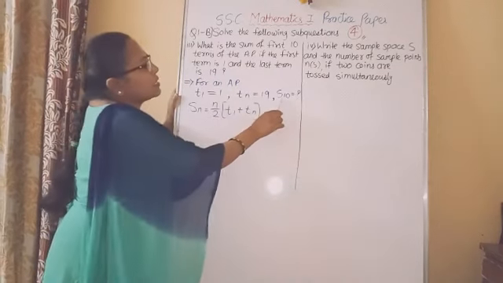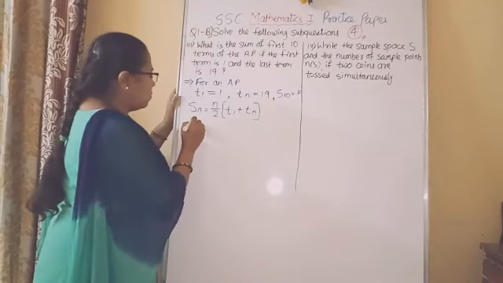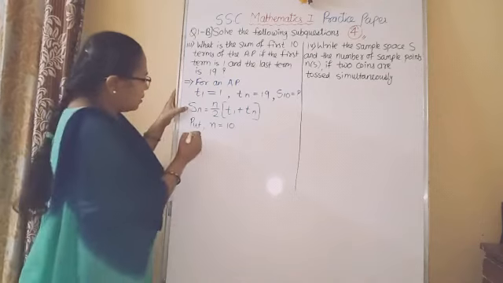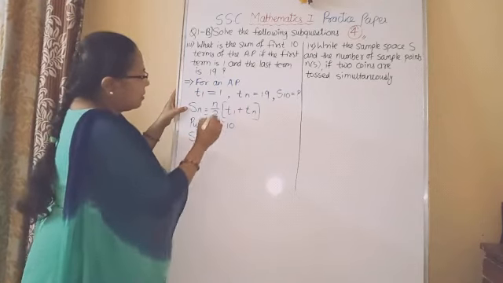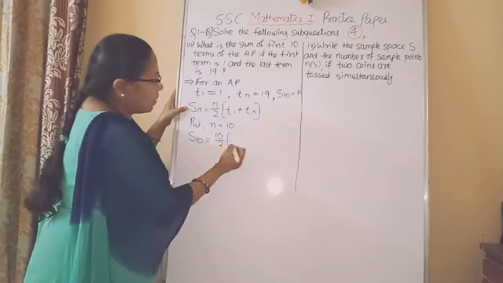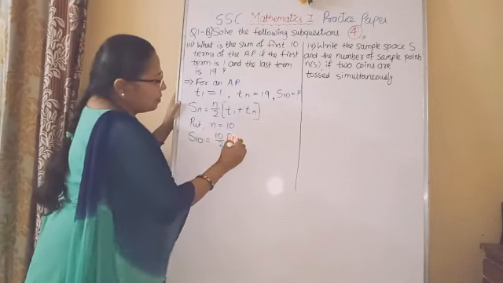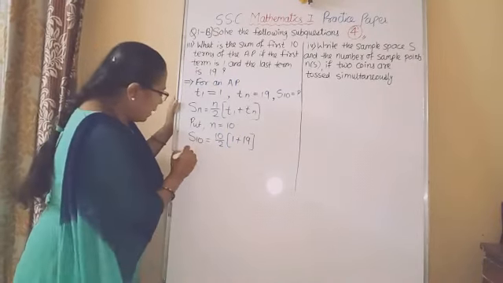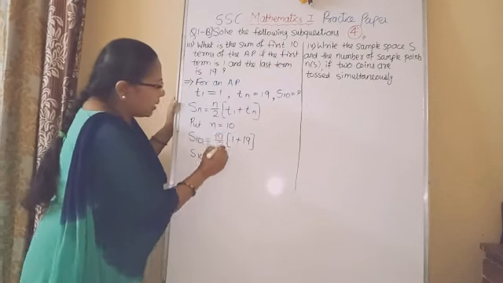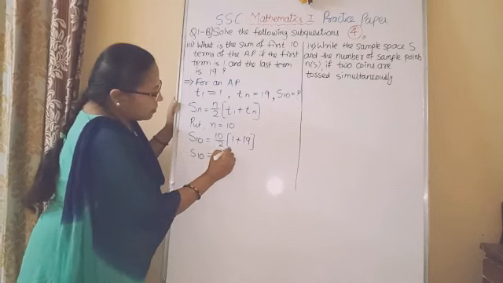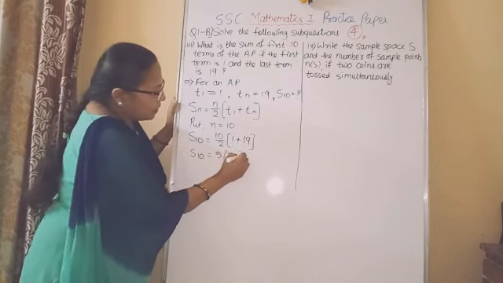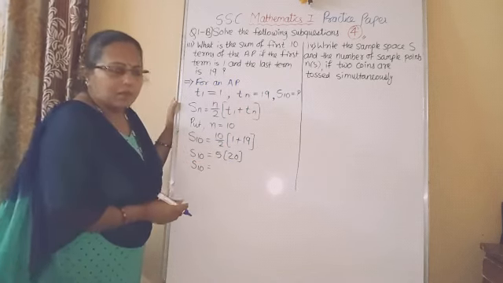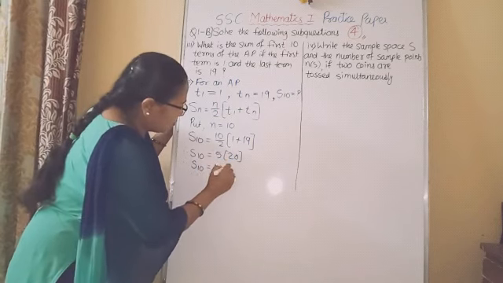Okay. Now we have to find sum of 10 terms. So put n is equal to 10. So here we will get S10 equal to 10 upon 2 into bracket T1 is 1 plus Tn is 19. Therefore, S10 is equal to 10 upon 2 is 5, and 1 plus 19 is 20. Therefore, S10 is equal to 20 multiplied by 5. 5 20s are 100.